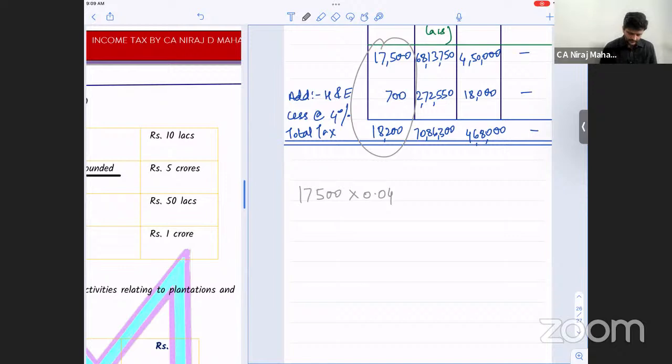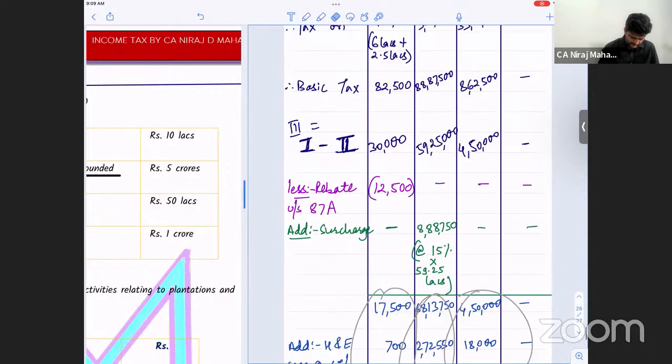Correct? Obviously I press equal to, and then I press plus equal to. I hope you did that only. You have to press plus equal to. You got the total of 18,200. Did you all understand? Obviously, don't write 700 and then 17,500 plus 700. At least this is easier for calculation.